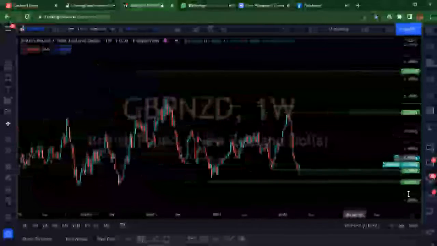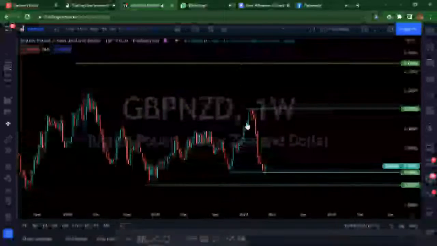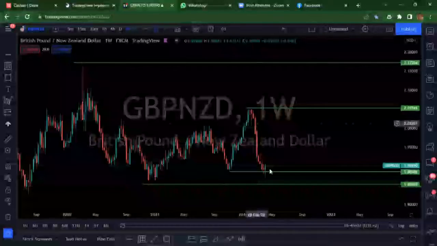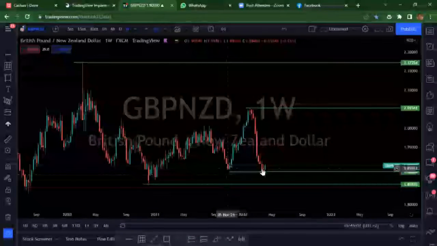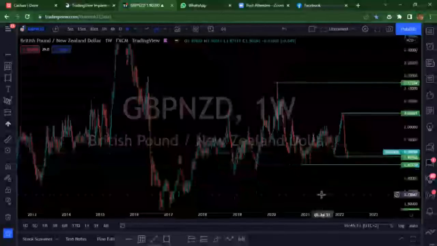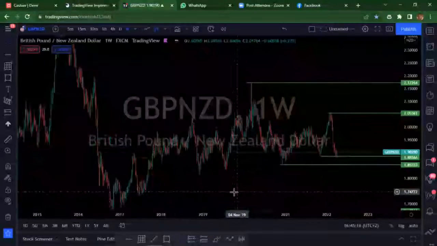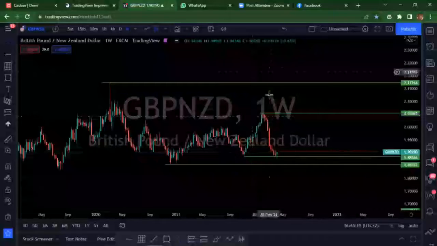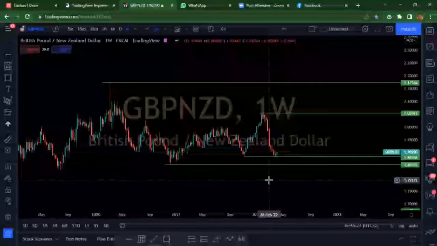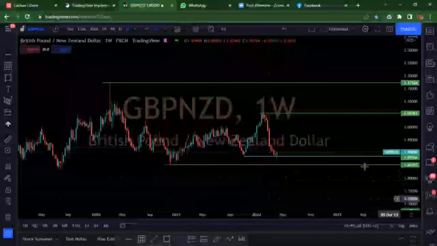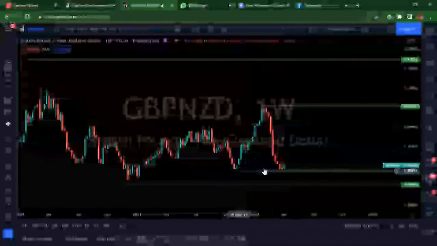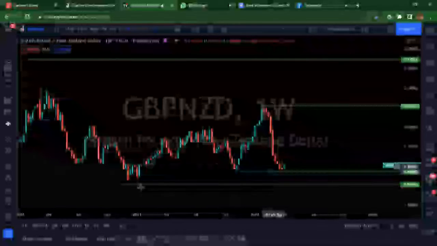This is GBP NZD weekly time frame. So we saw that price found an area of supply here, and then it just dropped drastically down to this area of demand. We know that price respects the areas of supply and demand. So that's why we have these rays, to mark our areas of potential supply and demand.